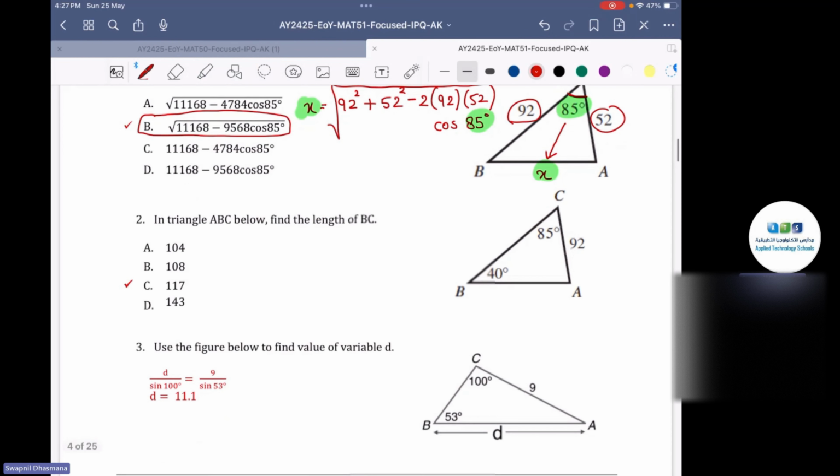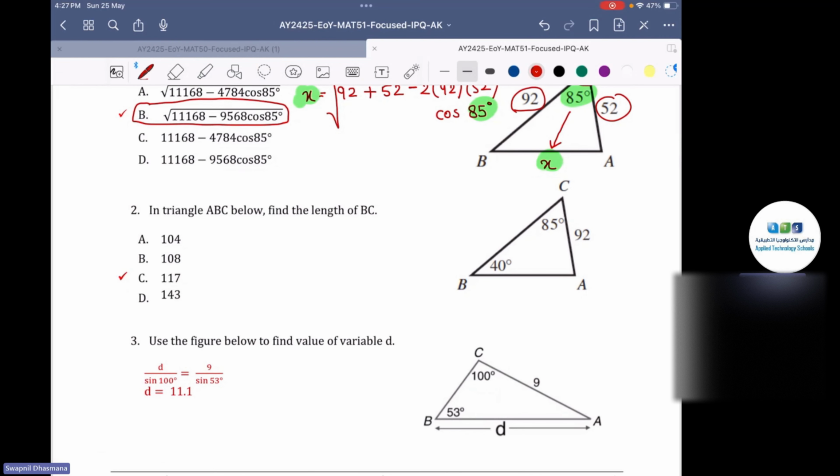Same way, moving on. Like for example here, this is non-90. Can you use the cosine rule? No. For the cosine rule, you need at least two sides. Here you have only one. So you have to use the sine rule. So opposite to 40, you have 92. What you have to find is BC, which is this.